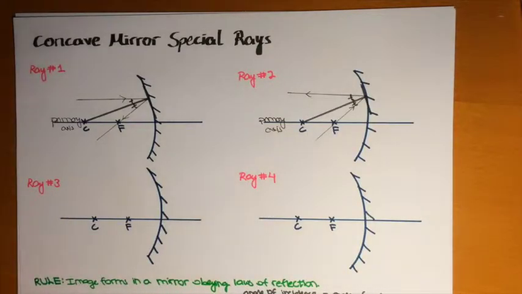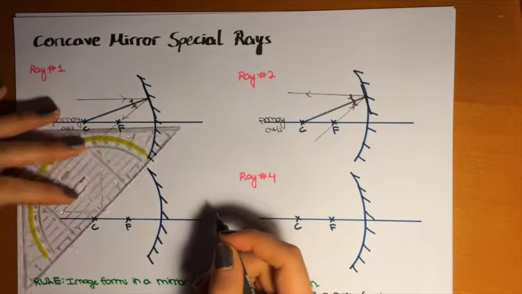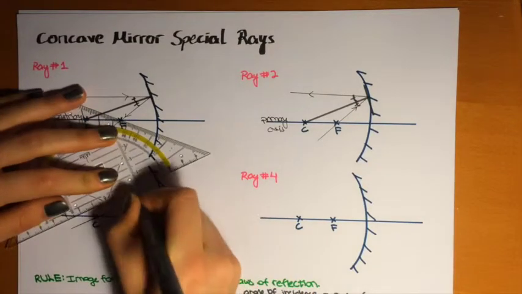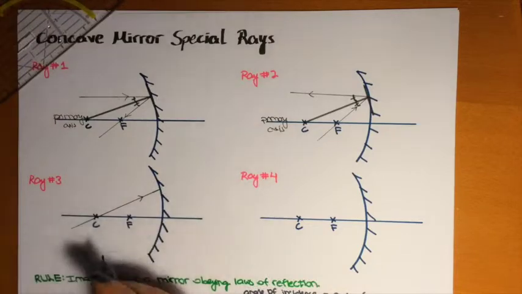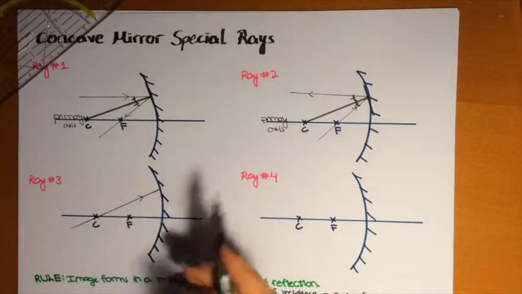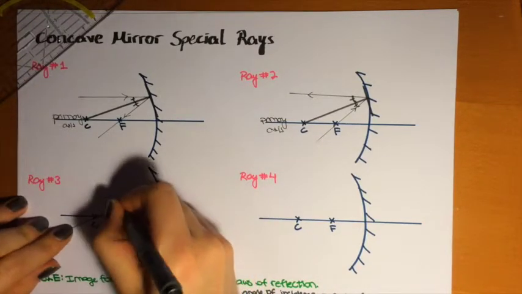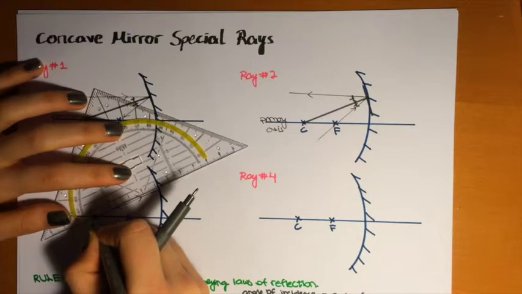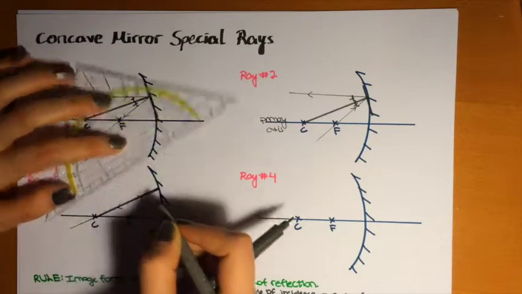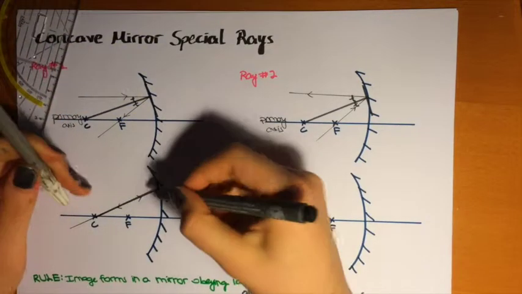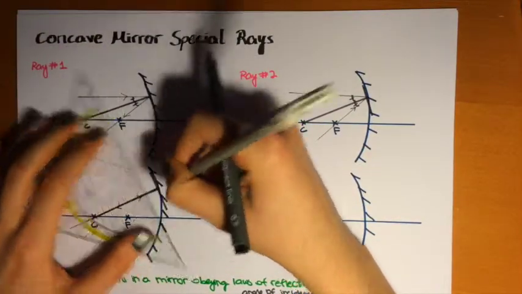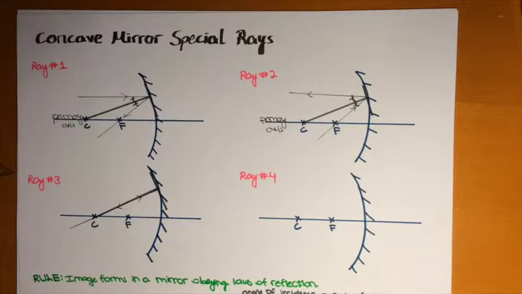Here in ray 3, I'm going to send my ray from the center. So what happens when I send my ray from the center? It's going to reflect back the way it came. Because the laws of reflection say that my angle of incidence, if it's 0 degrees, is going to come back with 0 degrees as the angle of reflection.